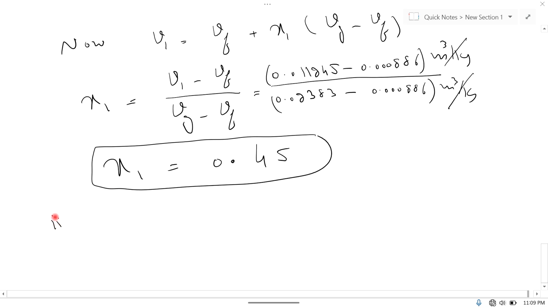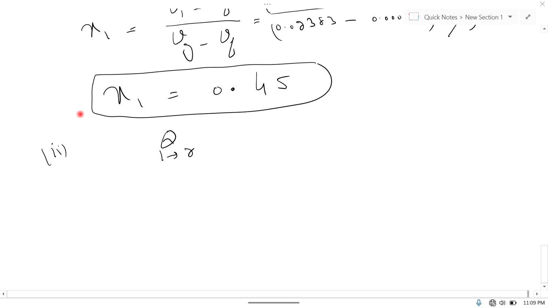Now in part 2 we have to find Q from 1 to 3. So for this, first we are finding work, because from the first law of thermodynamics there is a relation between heat, work and internal energy.